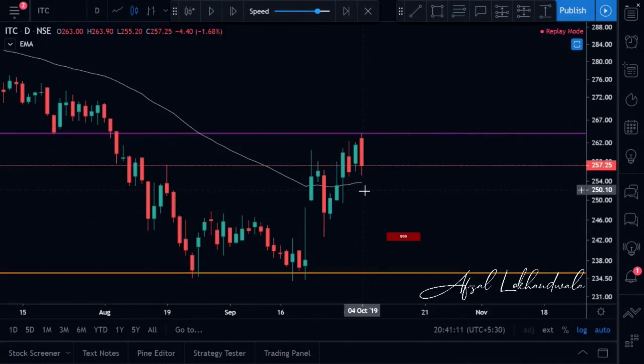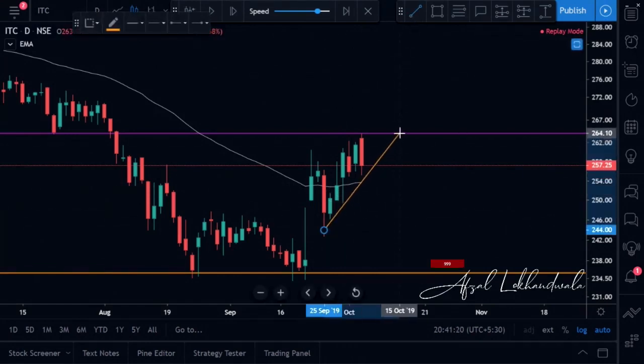In the daily, we see that there is a recent uptrend. The price has broken above the 50 EMA. We can draw a trend line to represent this uptrend.